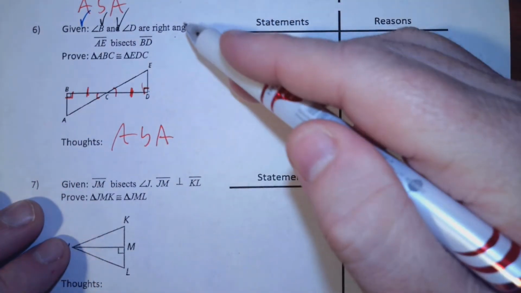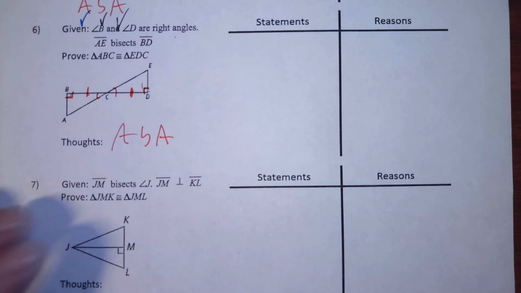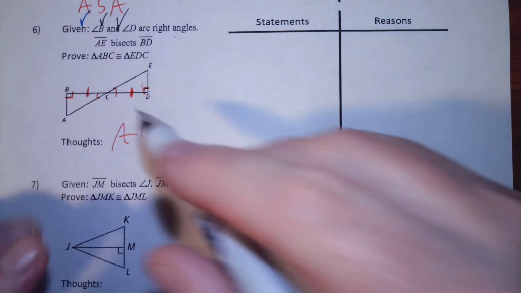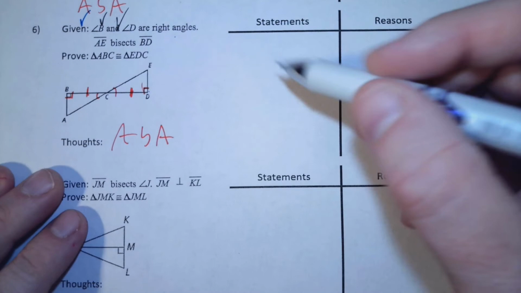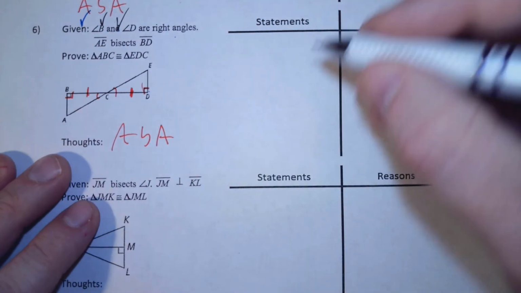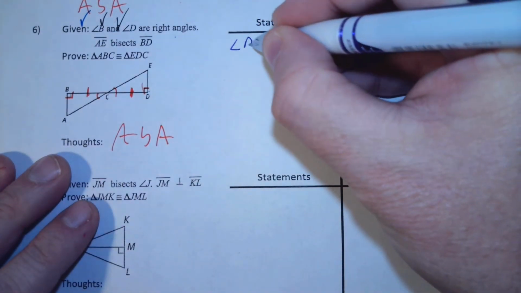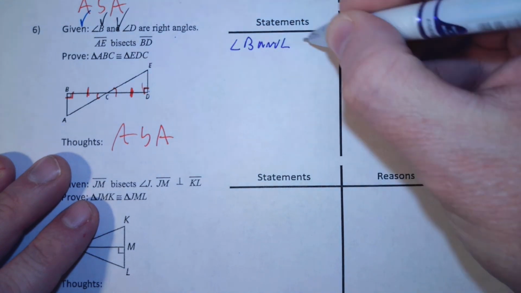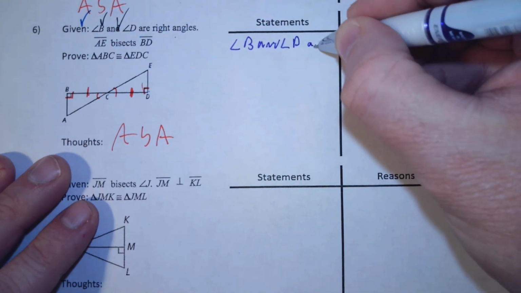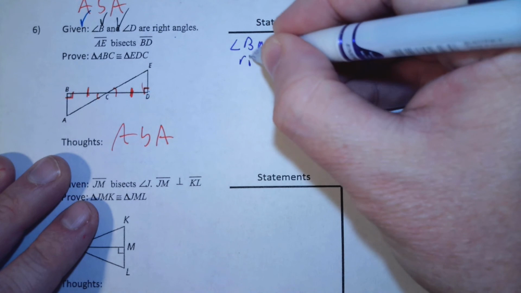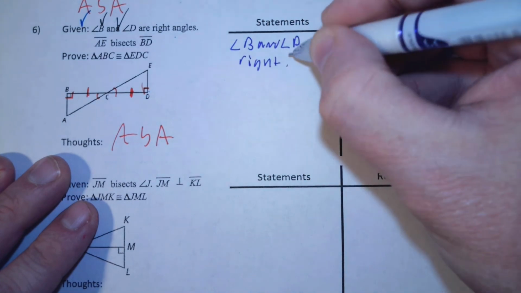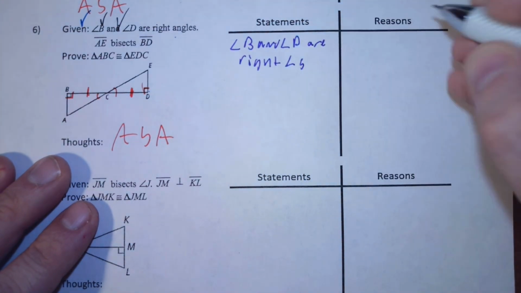Okay, right angles don't automatically mean HL. It just depends on what information they give you. Since they gave us 2 angles, we're not going to use HL. So angle B and angle D are right angles.